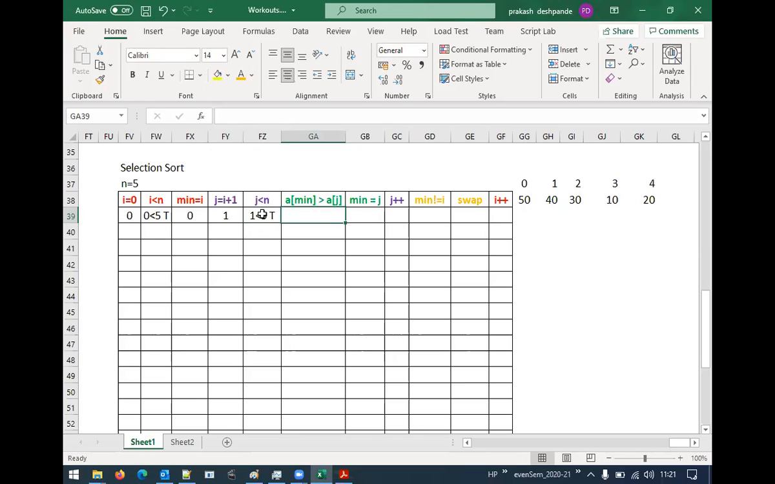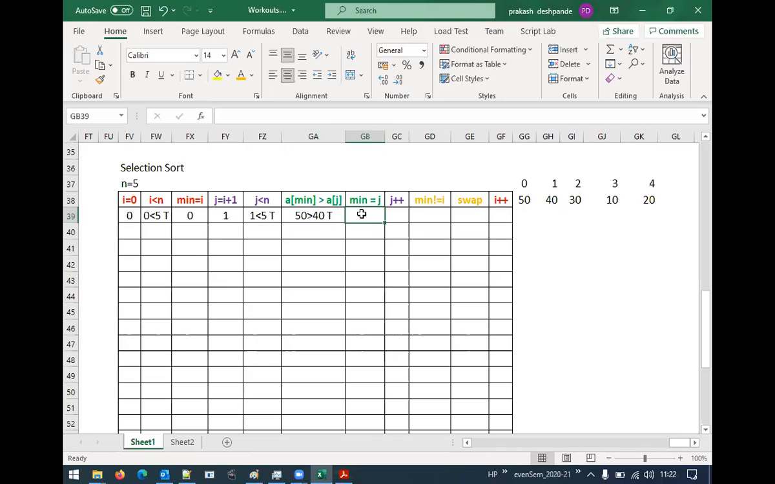First statement is the if statement. That is again a condition, right? Condition says A of min. What is the min value? 0. A of min means A of 0. At the 0th index, what value is there? 50 is there. So is this 50 greater than A of j? J is 1. A of 1 is 40. So is 50 greater than 40? True. It is true. Since this condition is true, it will enter its block.